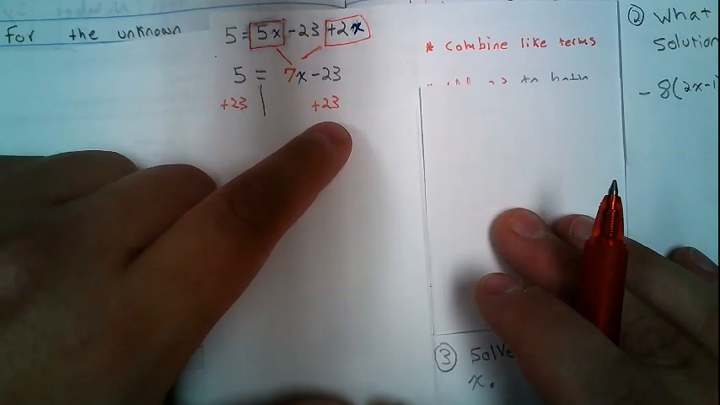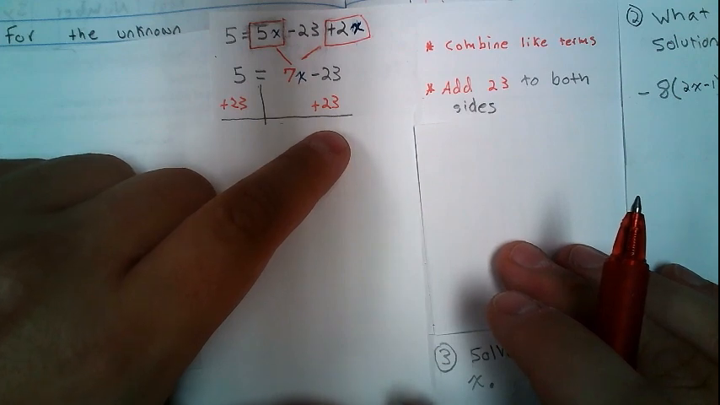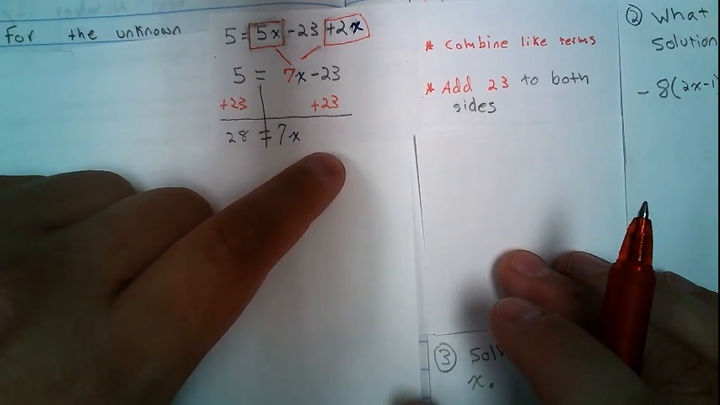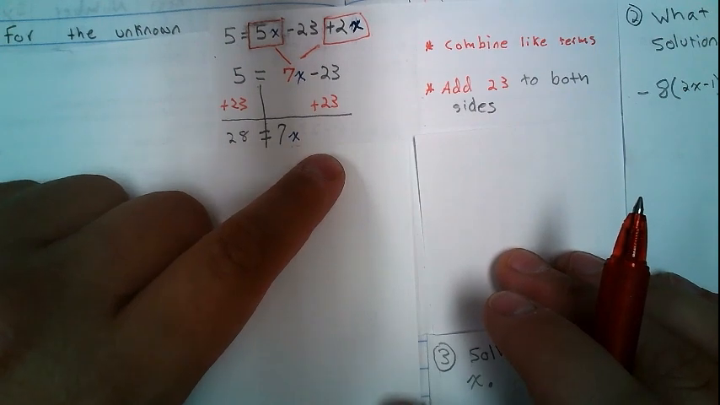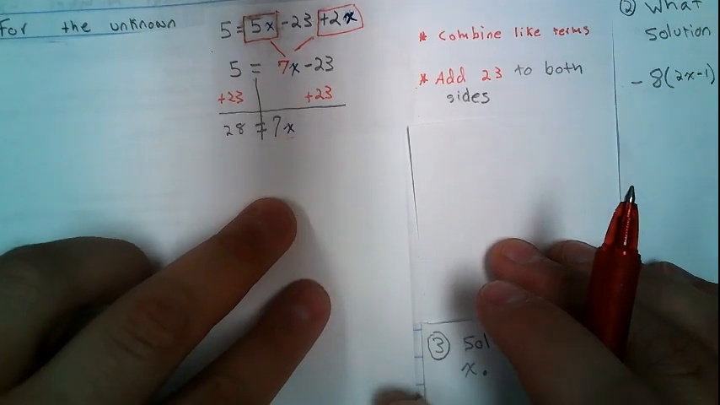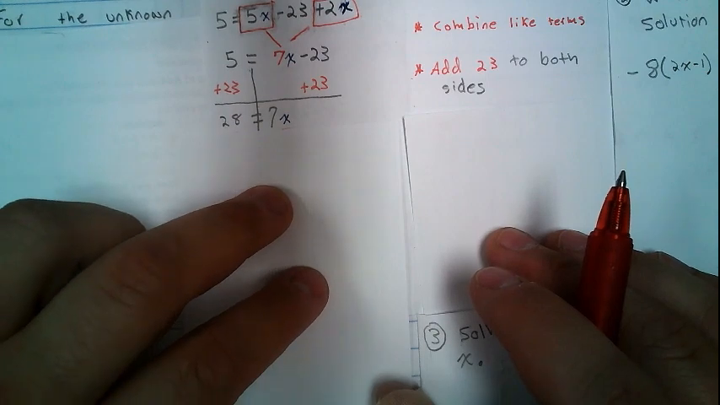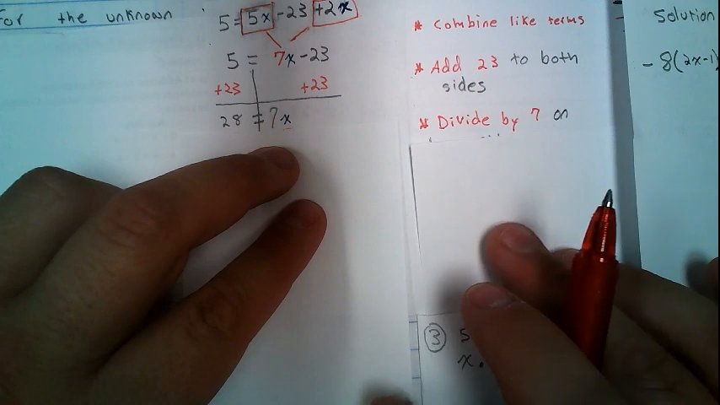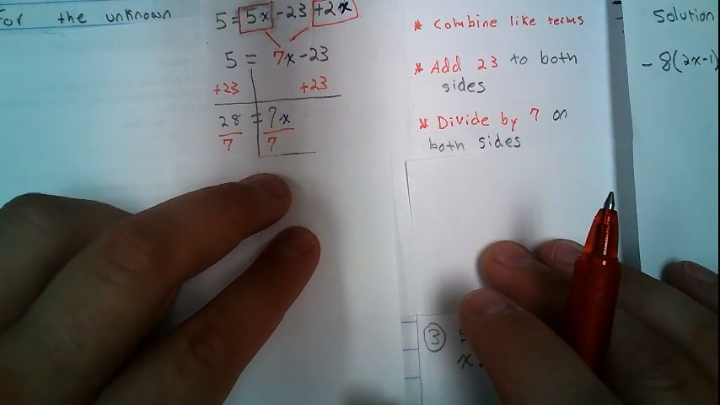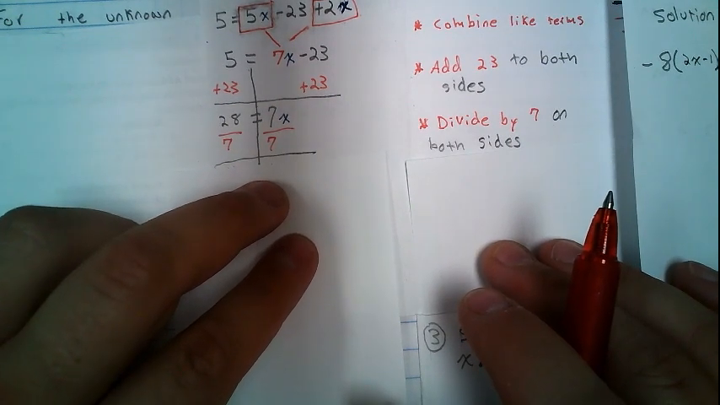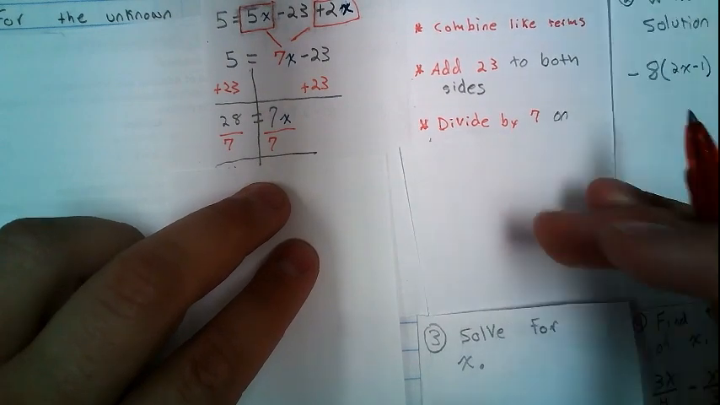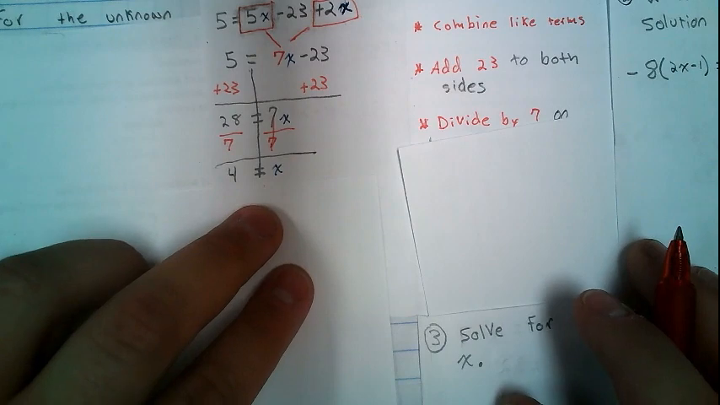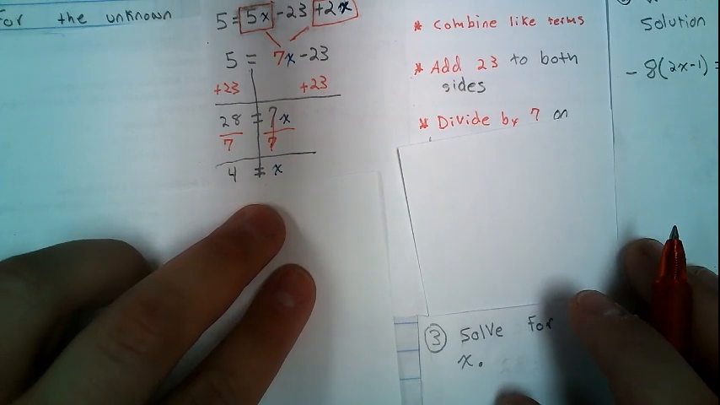I'm going to add 23 to both sides. When I do that, I get 28 equals 7x. Now it's all the way back to that one-step equation. The opposite of multiplying by 7 is dividing by 7. So that's what I'm going to do to both sides. And 7 over 7 cancels out. x equals 4, or 4 equals x.